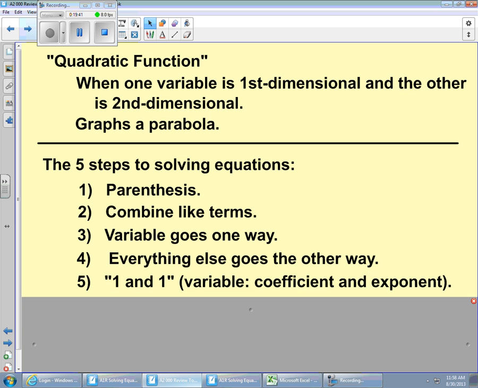And step 5 is what I call 1 and 1. Okay, 1 and 1 is referring to the condition of the variable. The first one refers to the variable's coefficient. We want the coefficient of the variable to be a 1. And the second one of the 1 and 1 is referring to the variable's exponent. Whatever our variable is, we want it to be in the first dimension. So 1 and 1 means a positive 1 coefficient for the variable, and then a positive 1 exponent for the variable.